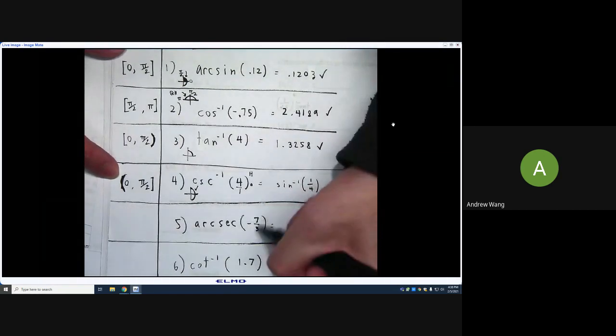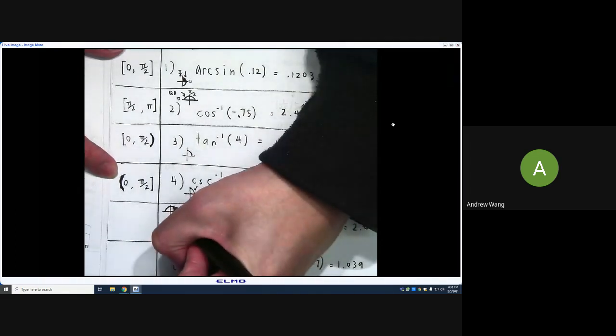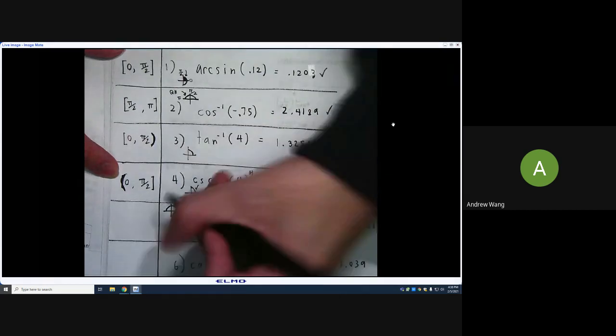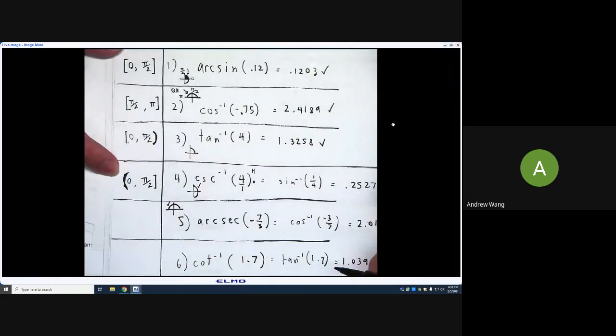So this is a negative, and it's a secant. So we should know that secant is based on sine, and the x value is going to be from one of those two quadrants. It is negative, so it's going to be this one right here. And that interval is pi over 2 to pi.